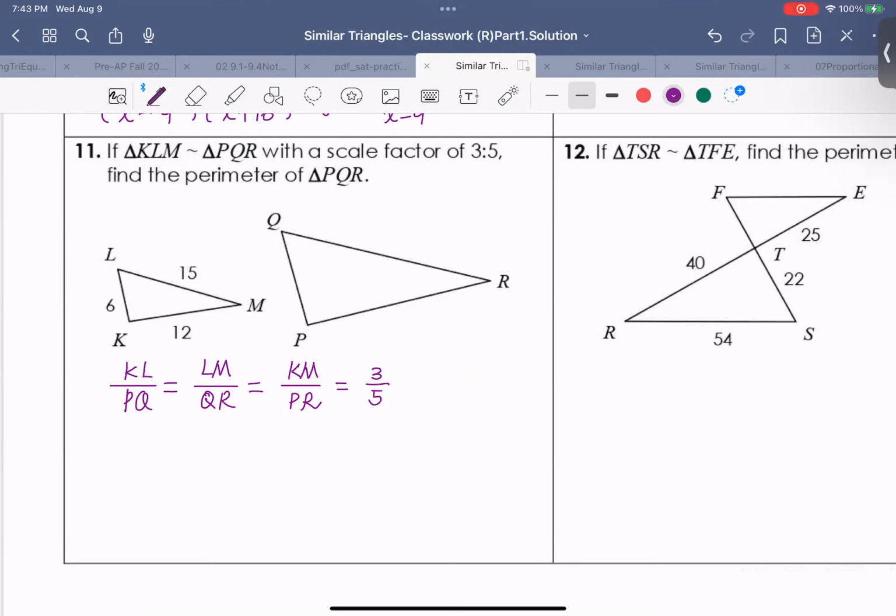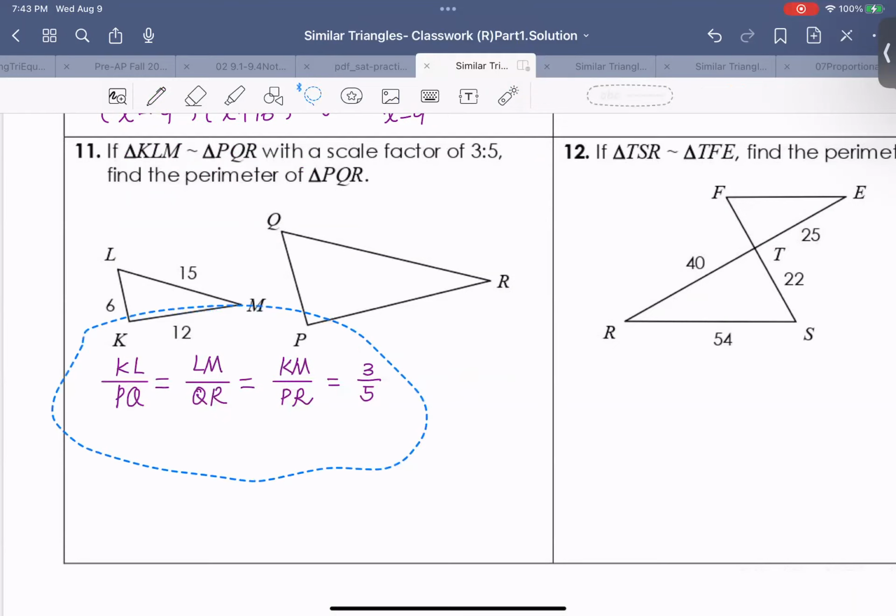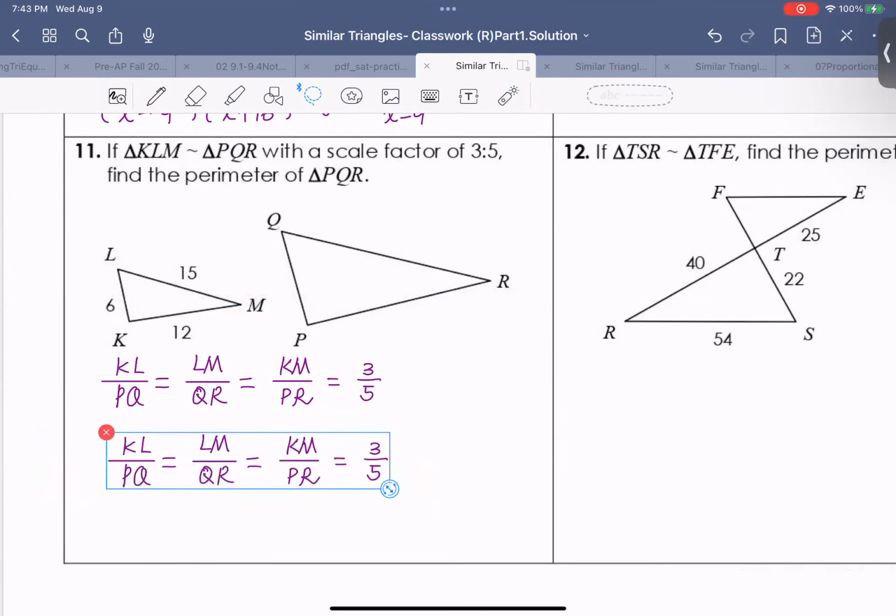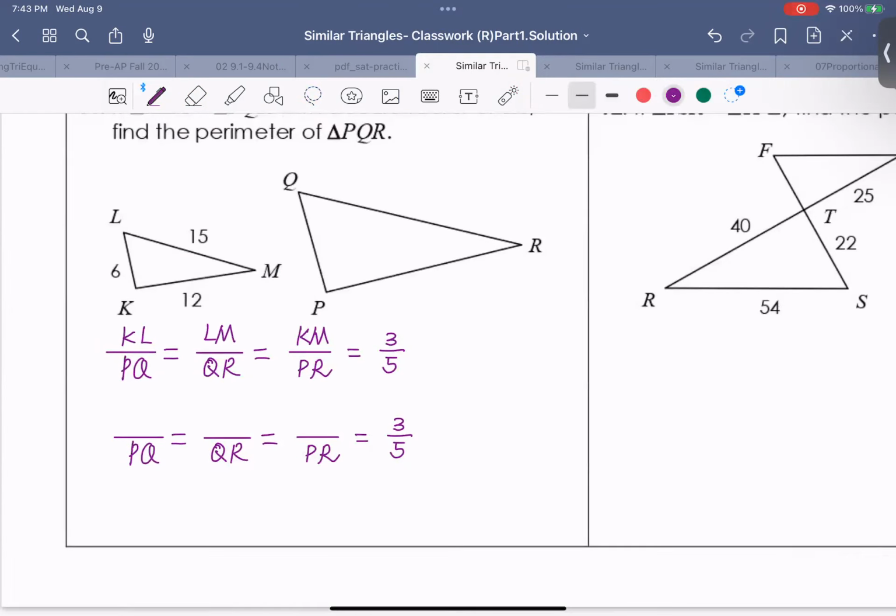And then we are able to plug in all of them. So let's put in the values which we know. KL is 6. LM is 15. And then KM is 12. Yes.